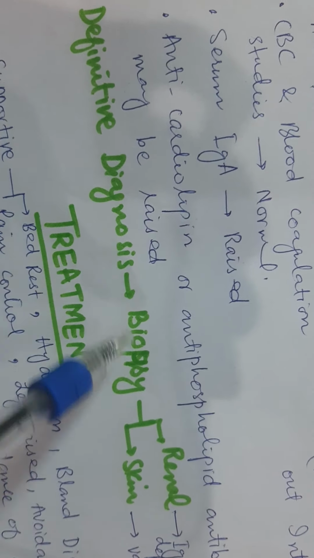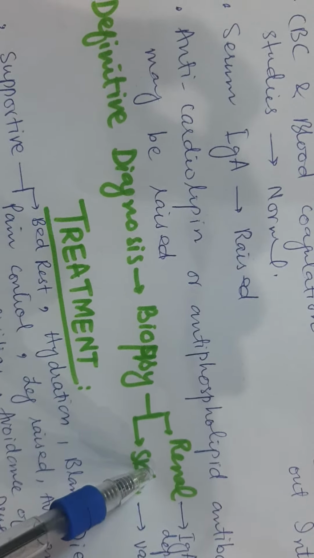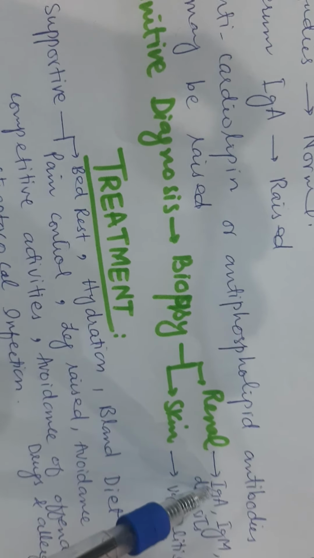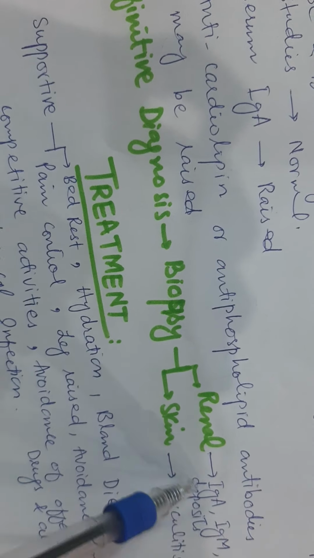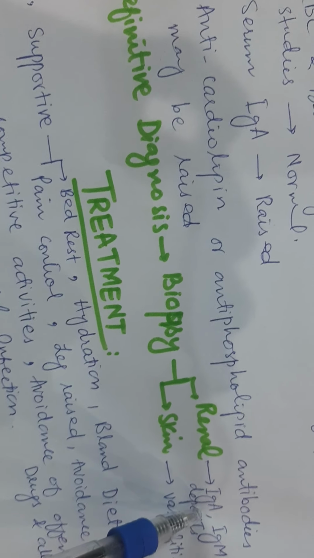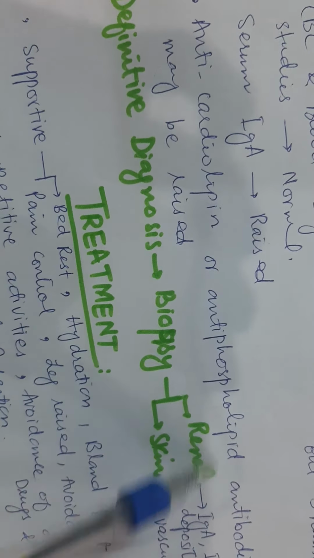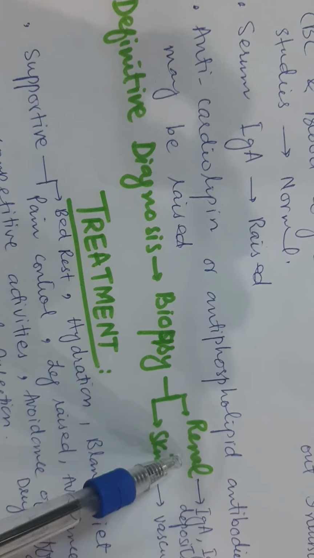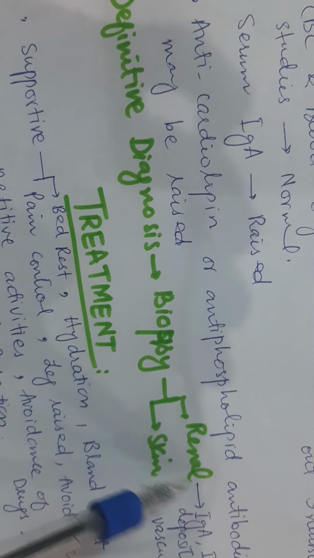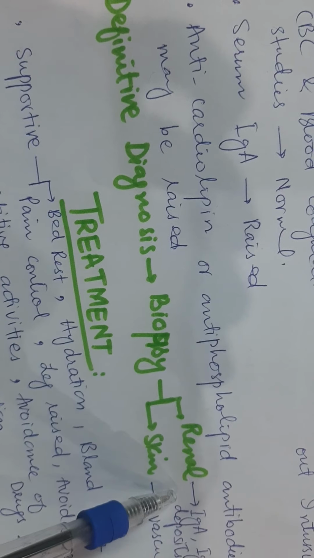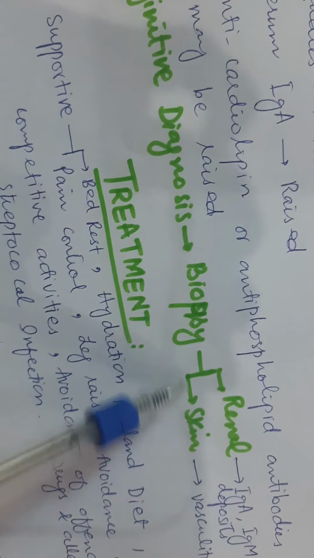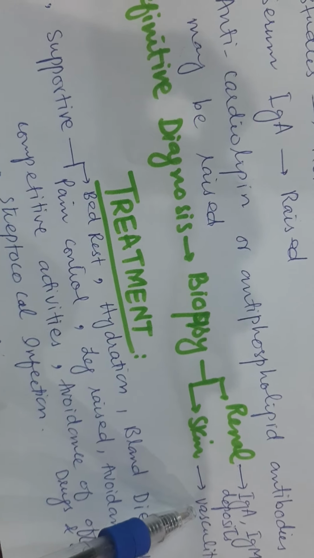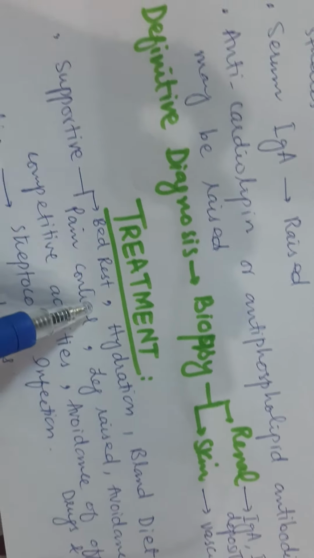Definitive diagnosis is done by biopsy, renal biopsy and skin biopsy. Renal biopsy shows deposits of IgA mainly, but IgM, C3 and fibrin deposits are also present, and it shows segmental glomerulonephritis with crescent formation, and mesangial proliferation is also present on the biopsy. Skin biopsy shows vasculitis, which confirms the diagnosis.